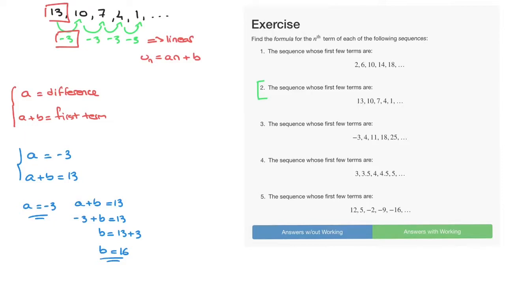Now that we have both of the values of a and b, we can go ahead and state this sequence's formula. That would be u_n equals negative 3 times n plus 16. And there we have it. That's the formula for the nth term of this sequence.